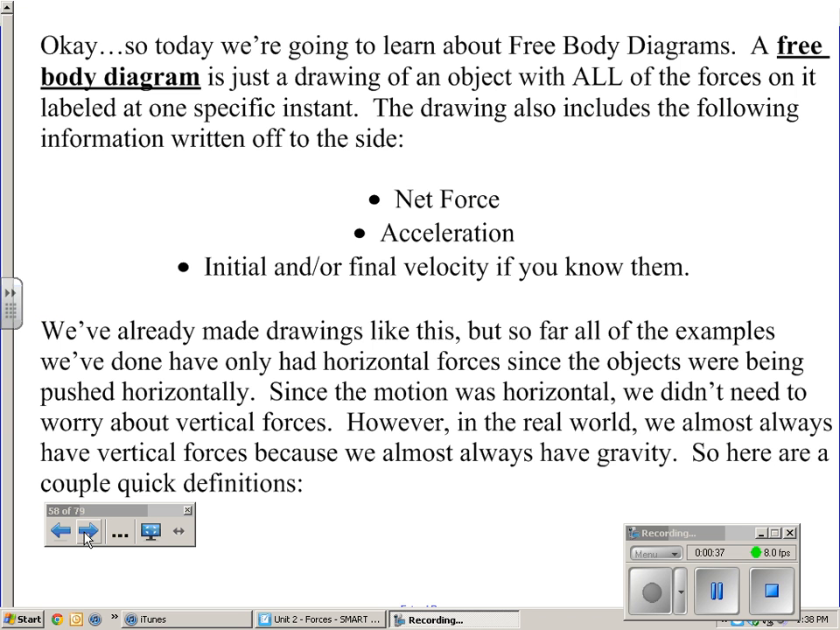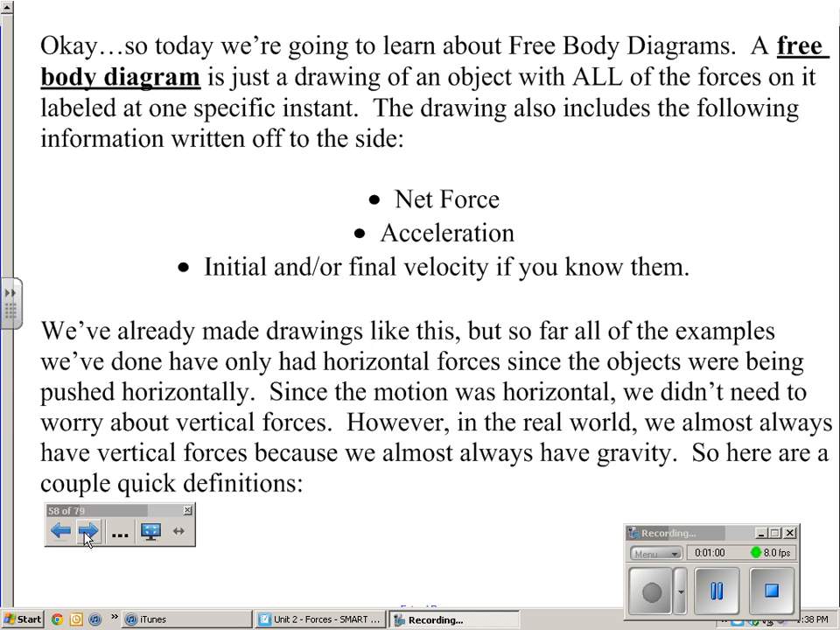All right. In addition, the drawing also includes the following information sort of written off to the side. You're going to write down what the net force is, you're going to write down what the acceleration is, and then any information about the velocity. Ideally, the velocity at that instant. Sometimes we'll include the initial and final velocity if that's sort of persisting. That'll become clearer as we go through more examples.